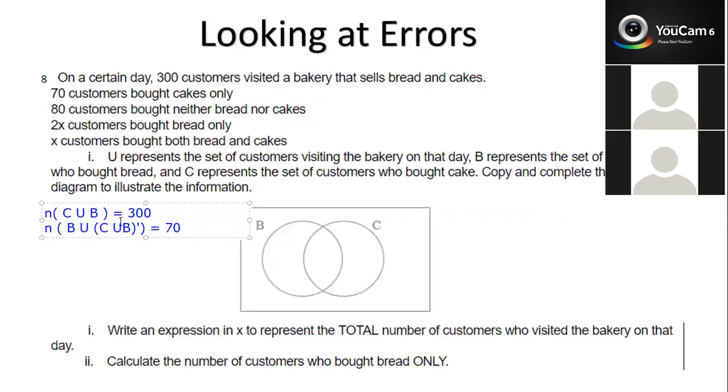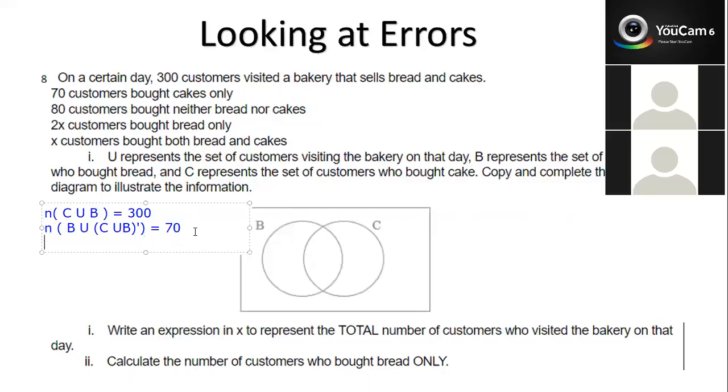So C union B complement would have been those who bought neither bread nor cake. So obviously they would not have been a part of the cake set. And of course, the persons who bought bread, those 70 did not buy bread either. So you'd put them in the complement of bread as well. Good? Set of persons who bought bread. All right. So you have to break it down. Break it down. Good? Break it down.